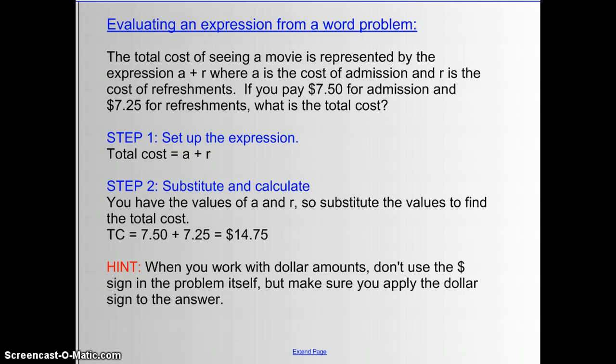One thing I want you to be aware of is that when you're working with dollar amounts in algebra, please don't use the dollar sign in the problem itself. It gets too confusing, and you're going to think it's a variable when we get to very complicated problems that take a page or so to calculate. So make sure you apply the dollar amount to the answer at the end, but don't use it in the middle of the problem.